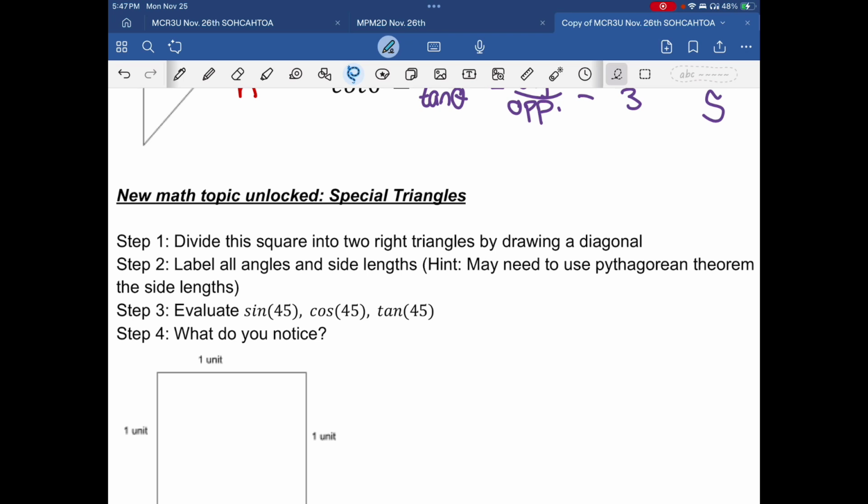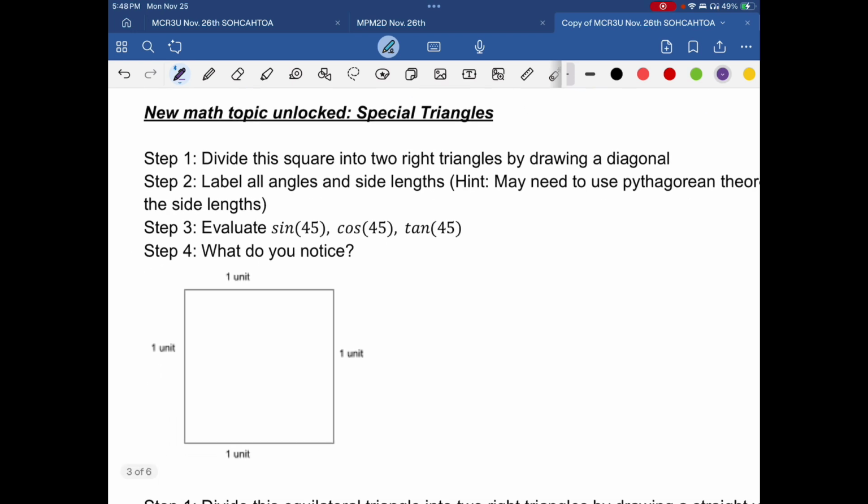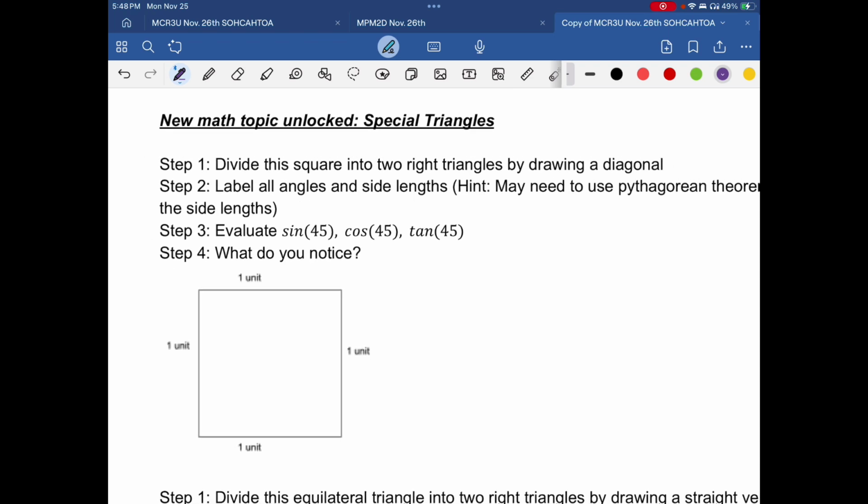Now, new math topic unlocked, special triangles. So, there are two main special triangles, and the reason why we call them special triangles is when we have right angled triangles with these specific angles, we automatically know the side lengths. But since you all don't know the side lengths of these special triangles, let's go through an investigation right now. So, step 1, divide the square into two right triangles by drawing a diagonal.